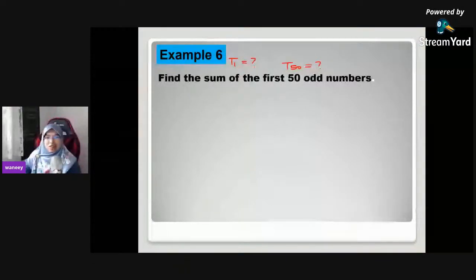Ataupun saya tanya yang senang dulu lah. What is the first odd number? Oh, by the way.